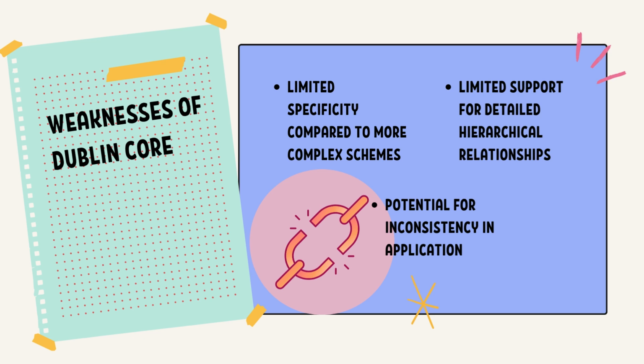The limited support for detailed hierarchical relationships. Dublin Core does not natively support detailed hierarchical relationships between metadata elements, which can be a limitation for representing complex data structures or nested resources.